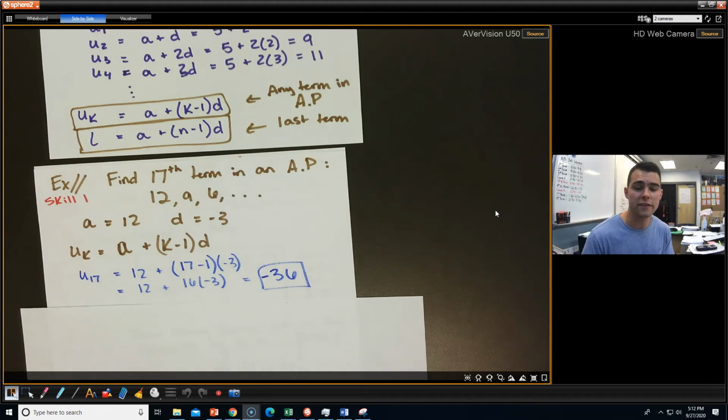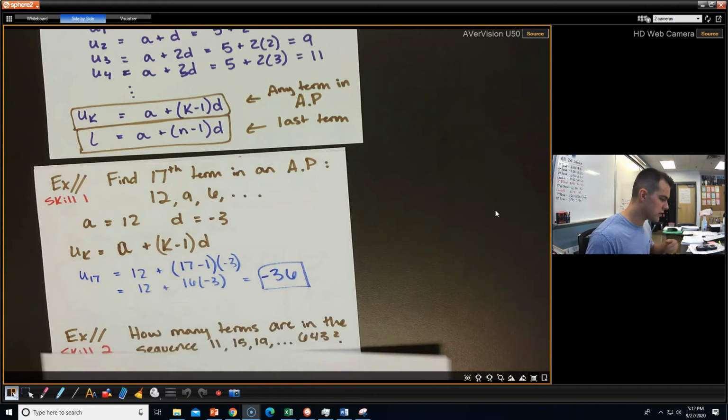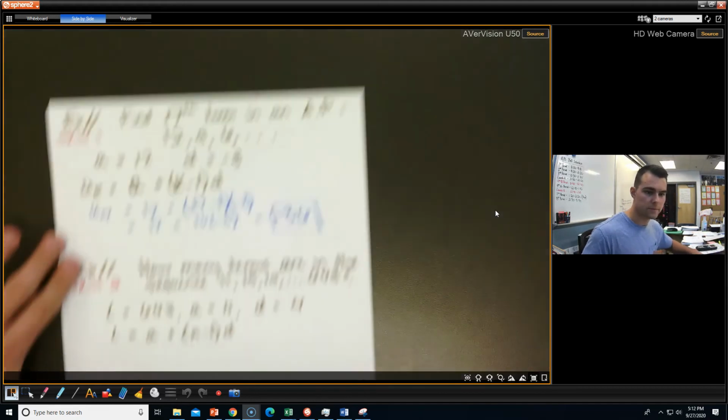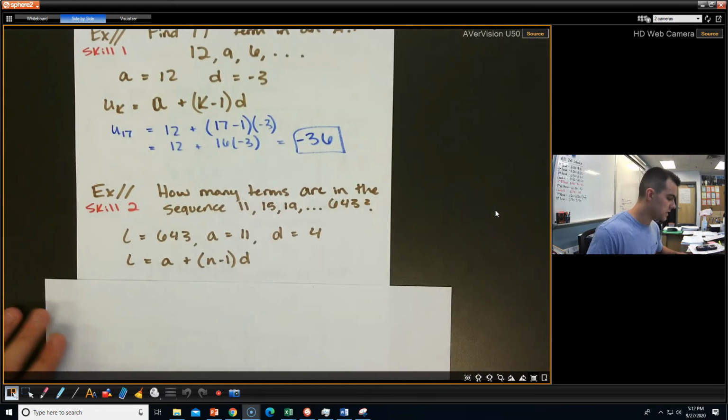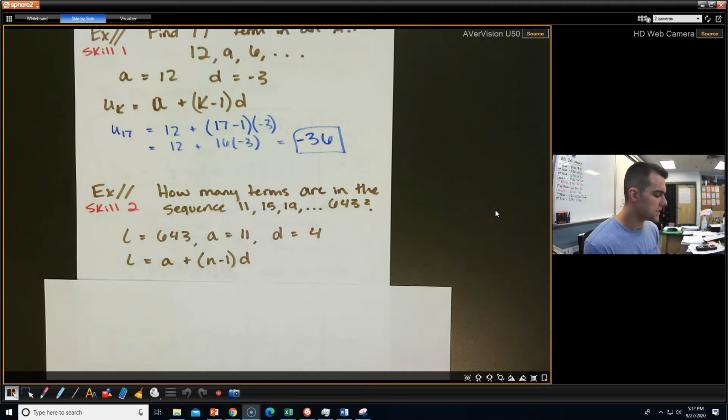Well, now, what if I wanted to know how many terms I have, right? Not just the kth term or the 17th term, what if I want to know how many terms I have in total? So what if I gave you something like this? With skill 2, right? Finding how many terms. How many terms are in the sequence 11, 15, 19, up to 643? Wow, that jumped really quick. Okay? There's probably a lot, but let's find out exactly how much a lot is.